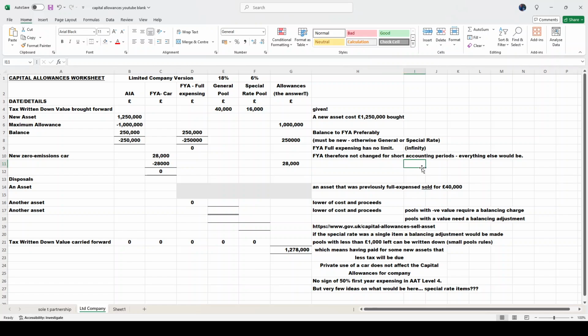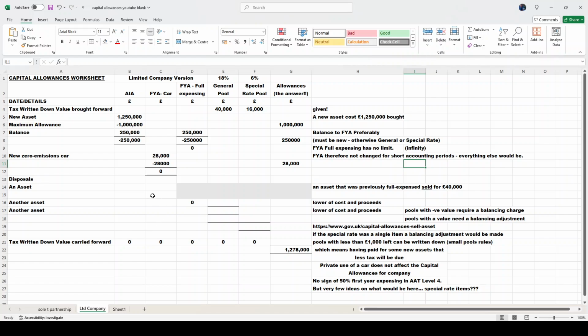So if we do some disposals, we can explain the other pools. Essentially though, the general pool is anything that doesn't fit into AIA or FYA. Most items. The special rate pool is specifically for high emissions cars and some types of machinery that isn't allowed in the other pools, hence we can't claim so much per year. The general pool will also take any excess from the AIA, or any second-hand car that doesn't qualify for AIA, because we can't FYA them if they're second-hand.